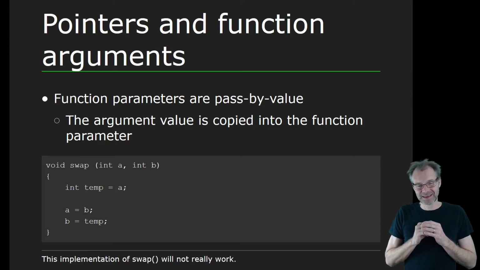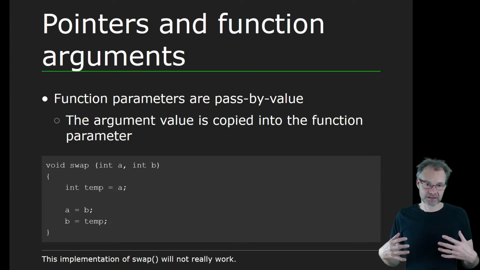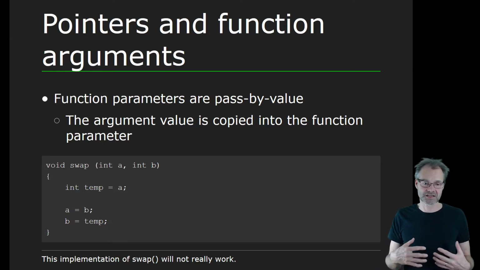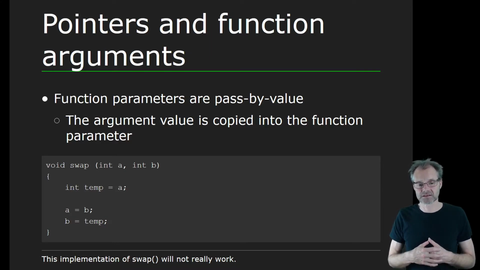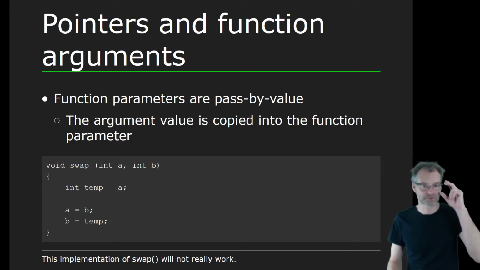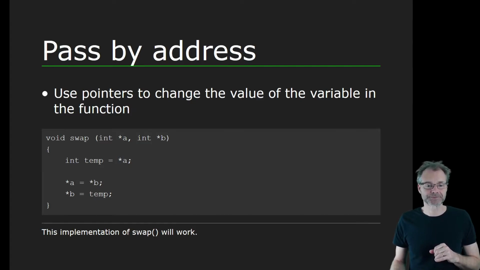But this really doesn't work in C. In C we have pass by value. So when we're calling a function, the value is copied into the function. So when we are in the function, we can't really change the content of the variable that we are sending as a parameter into the function. So this really doesn't work. But let's see how we can make this work when we do the same thing, but use pointers instead.